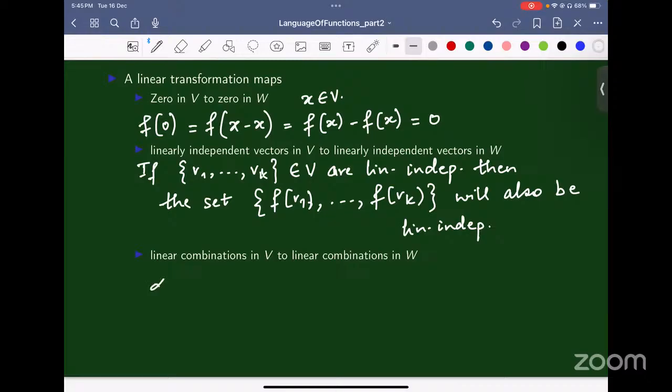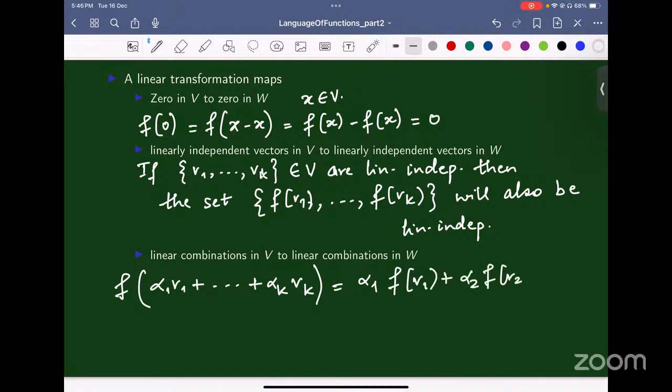Finally, a linear transformation takes linear combinations to linear combinations. So if I have a linear combination alpha 1 v1 plus dot dot dot plus alpha k vk in V, and I apply a linear transformation f to it, then this looks like a linear combination of the f of vi's. So these are some useful and handy properties of linear transformations, which we will use all the time.